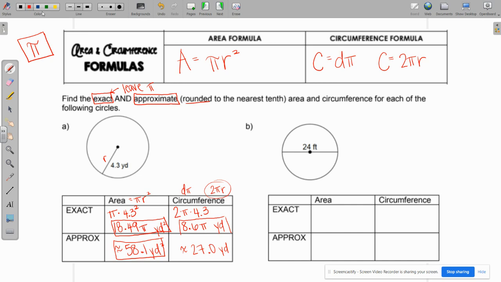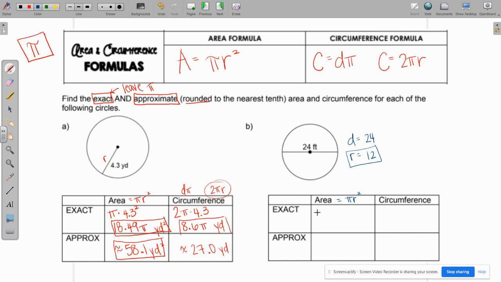In the next example, we're given the diameter of this circle. So you can either work with the diameter equaling 24, or you can remember that a radius is half of the diameter, which means the radius would be 12. This can be helpful considering our area formula is pi times the radius squared.